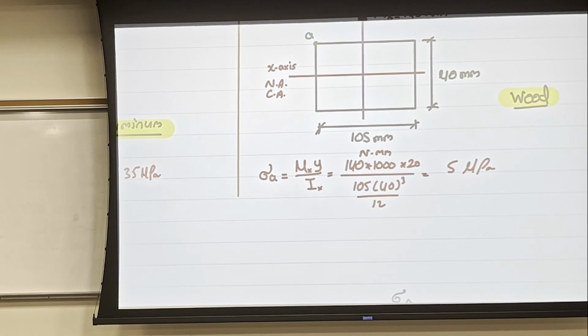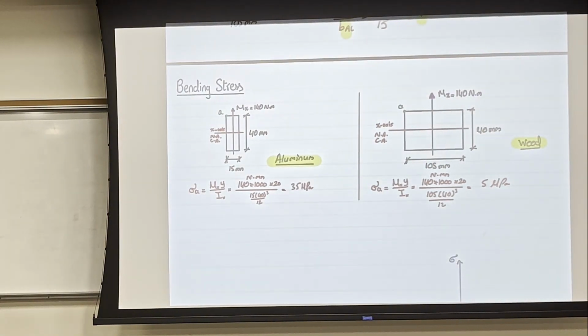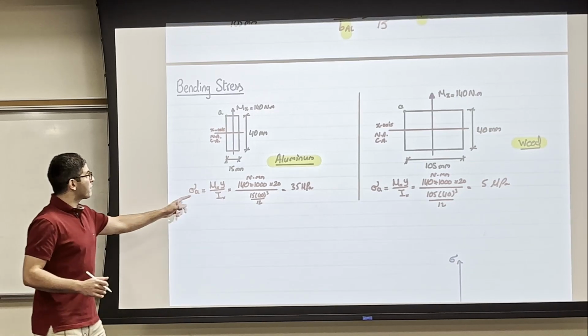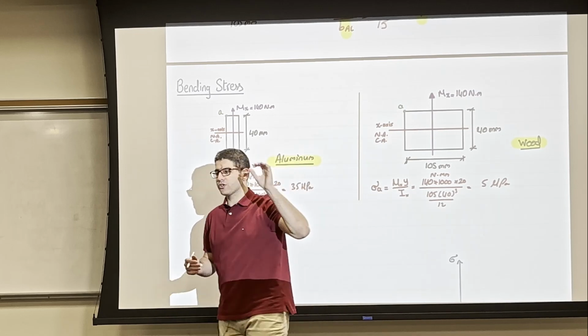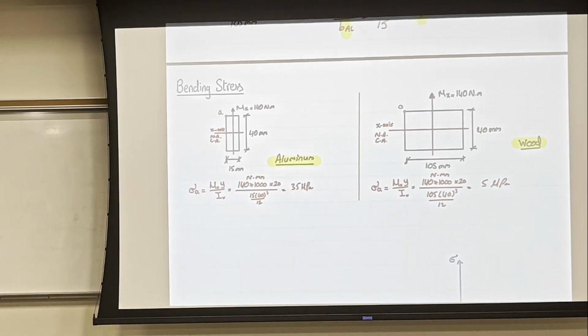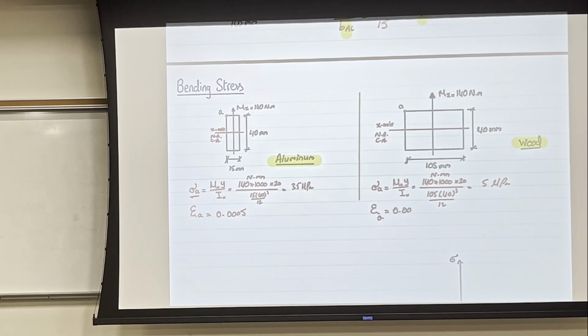So a conclusion here is that the equivalent beams do not necessarily have the same bending stresses. And if you notice, both of them have a bending strain of 0.0005. So they have the same strain at this bending stress. So at the stress equal to 35 megapascal for aluminum, the strain at A was equal to 0.0005. Same as here, the strain at A for the wood was equal to 0.0005.